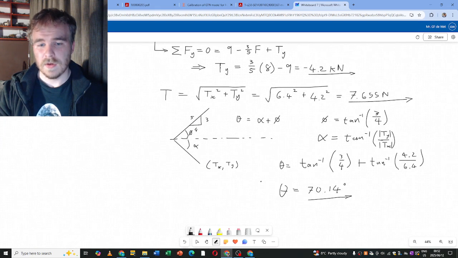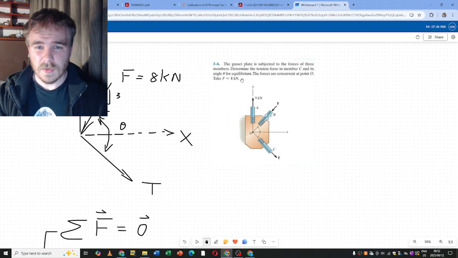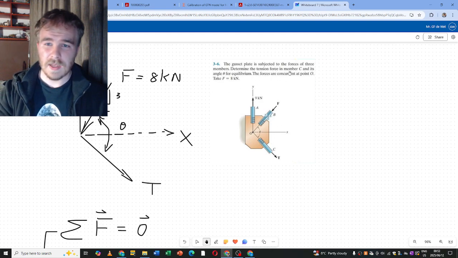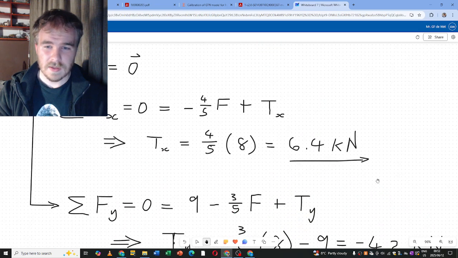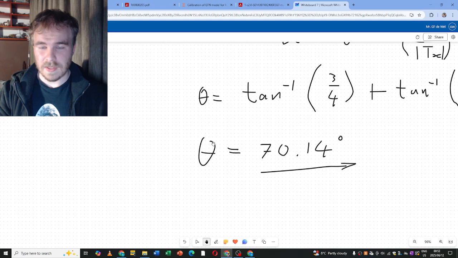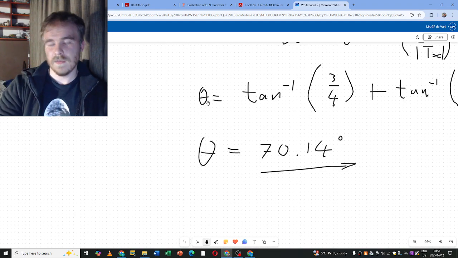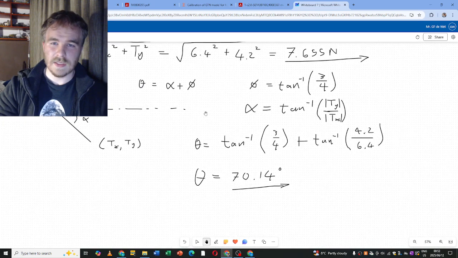Great, so now we have everything we need, I think. We were to determine the tension force T. Yes, we did that, and its angle for equilibrium, and they specify which one it is. So we have T. T is going to be 7.655 newtons, and then theta is going to be 70.14 degrees. So that is it.